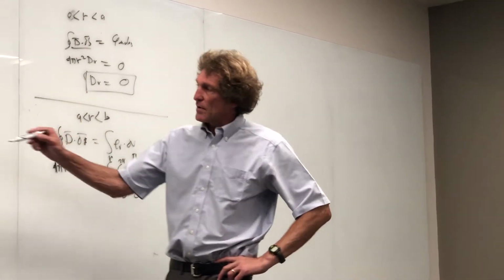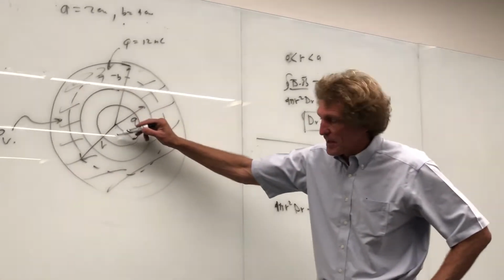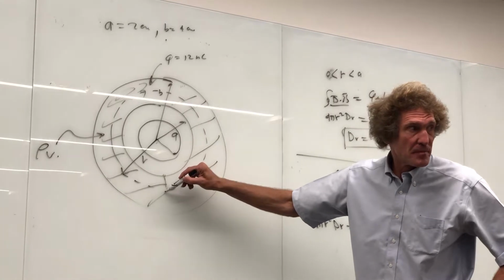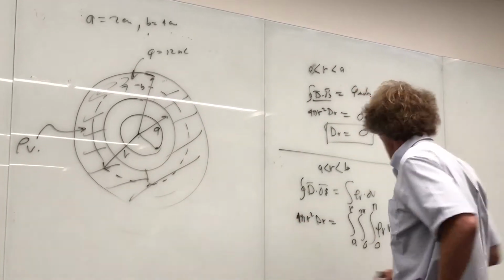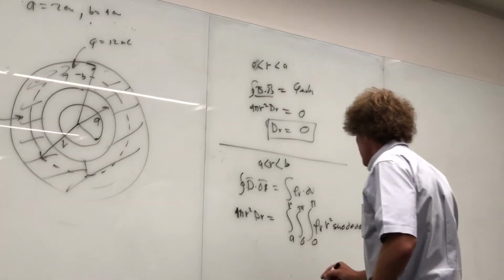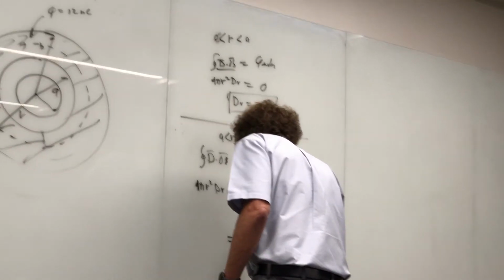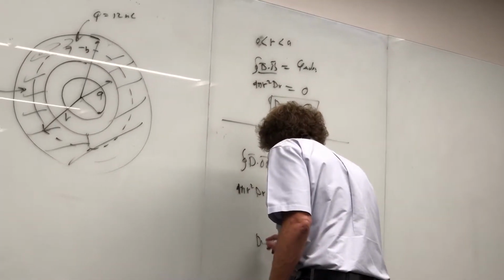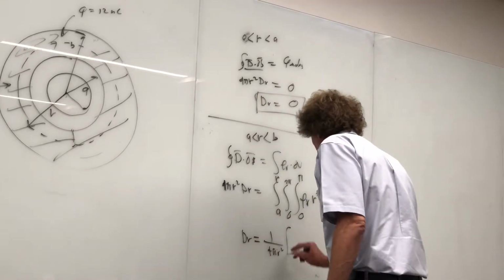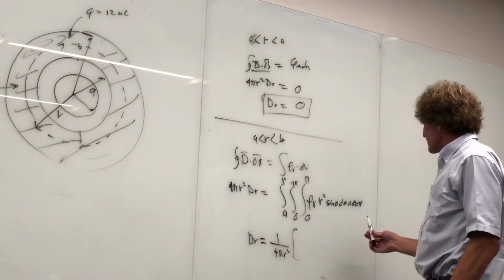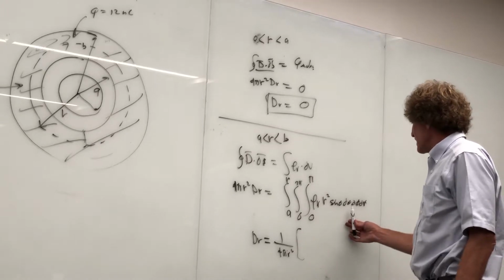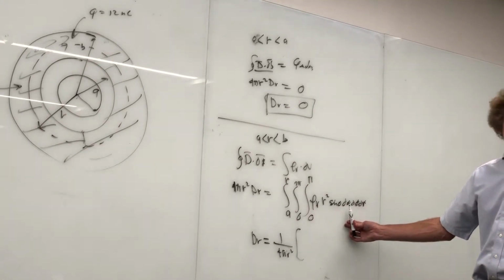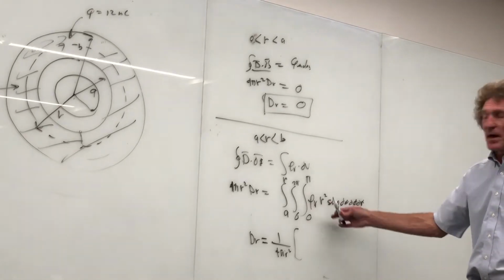Because remember, we're looking for the D field anywhere between a and b, therefore it's a function of r. Now when you do this, what does this integration become? I'm just going to put the 1 over 4 pi r squared there and D_r here. I know I'm going to divide by that. Well, when I do the integral, first of all, sine theta d theta integrates to minus cosine theta. When you evaluate that from 0 to pi, you get 2.